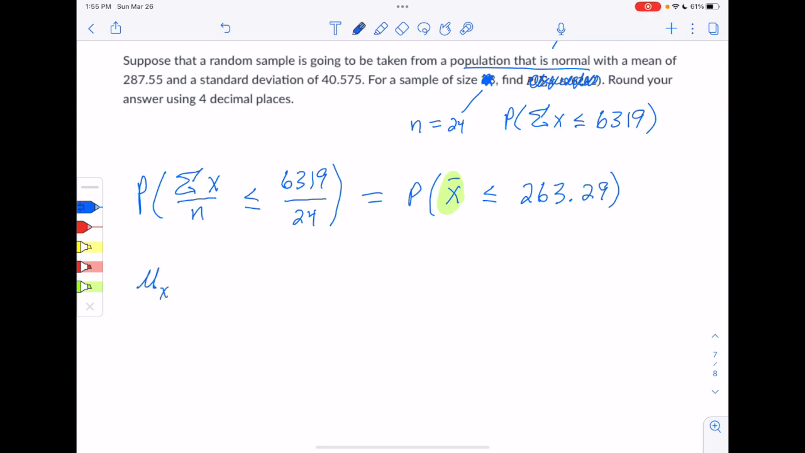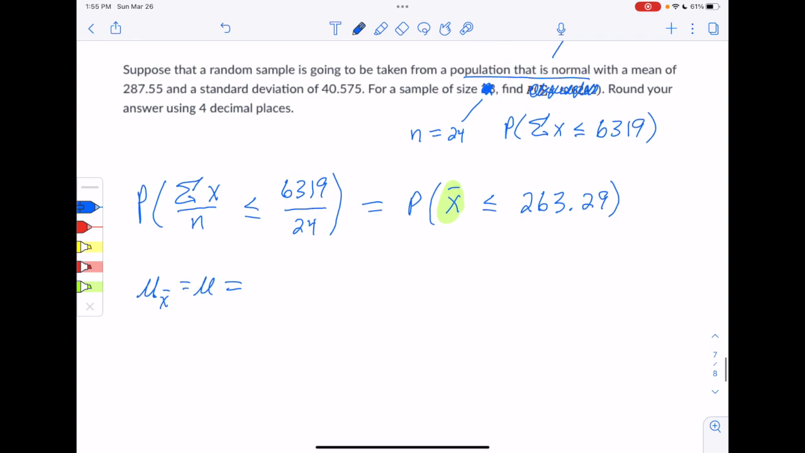So mu of x bar is always equal to mu. And in this case, let's see if we can hunt that down. They told us that the population has a mean of 287.55. So that is mu because it's the population mean. And then again, the population has a standard deviation of this number. So that's going to be our sigma right there. So mu of x bar is equal to mu, which in this case is equal to 287.55.